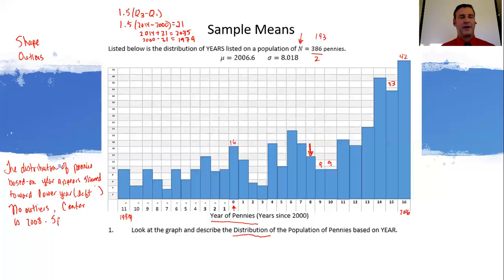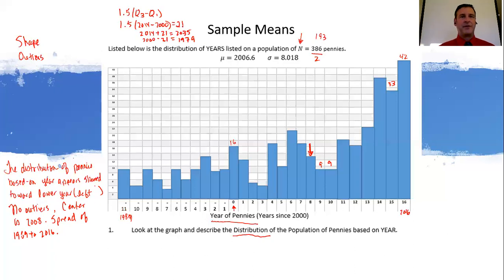And then I have a spread, which we've already talked about, the lowest value to the highest, of 1989 to 2016. And so that's how we'll describe our distribution.